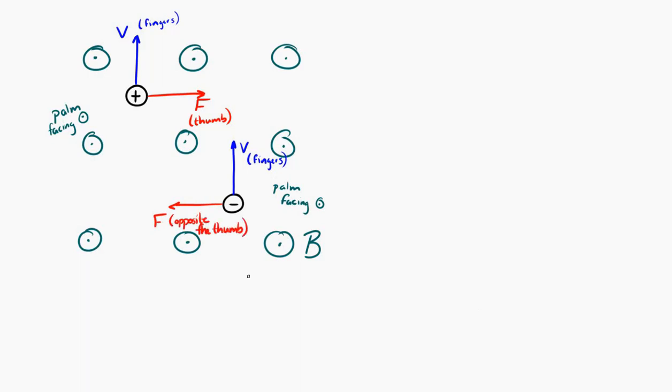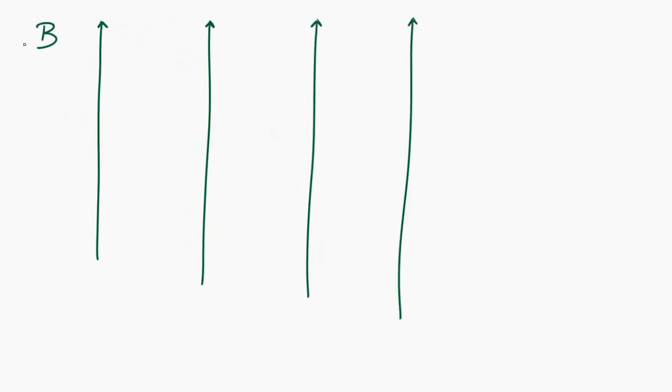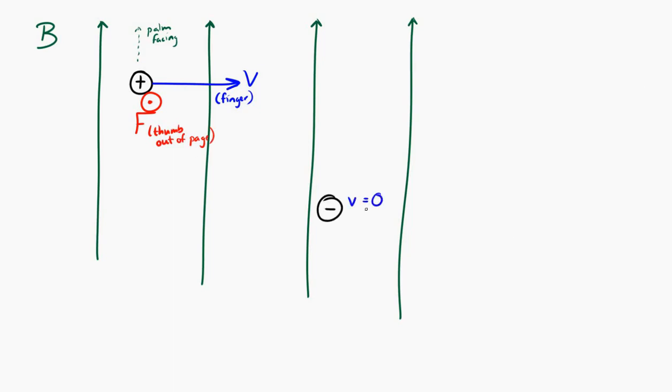Okay, now let's say we have a magnetic field towards the top of the page, and a positive charge moving to the right. Point the fingers of your right hand in the direction of the velocity. Orient your palm so that the magnetic field comes out of your palm. Then your thumb is pointing out of the page. It works. And for that negative charge that wasn't moving, F is equal to QVB sine theta. If V is equal to 0, then the force is equal to 0.